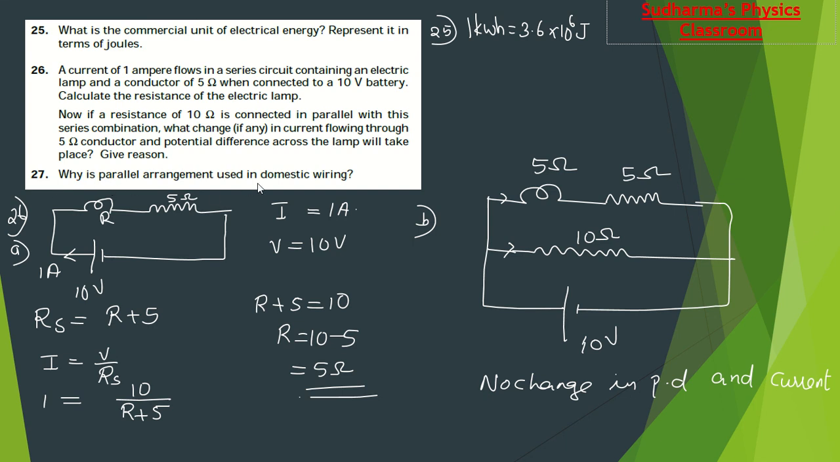Why is parallel arrangement used in domestic wiring? Why do we have to use parallel connection in domestic wiring? See, with this example itself, we can understand why a parallel connection is preferred. In a parallel connection, voltage will be the same for all the devices. We can operate the device using individual switches.